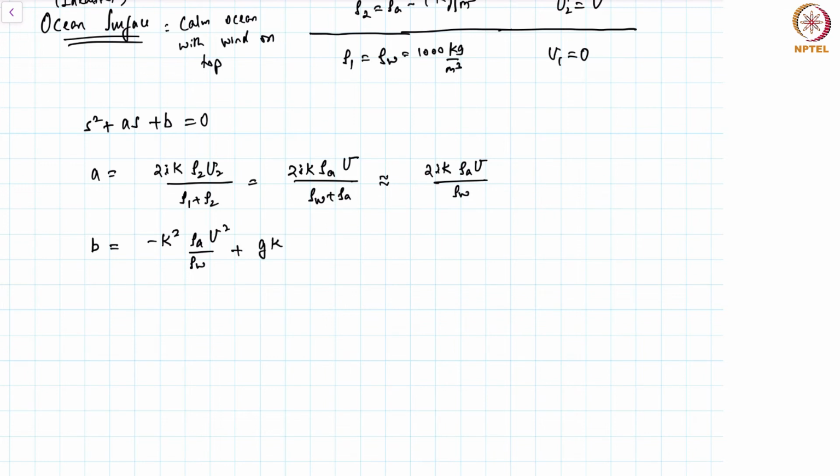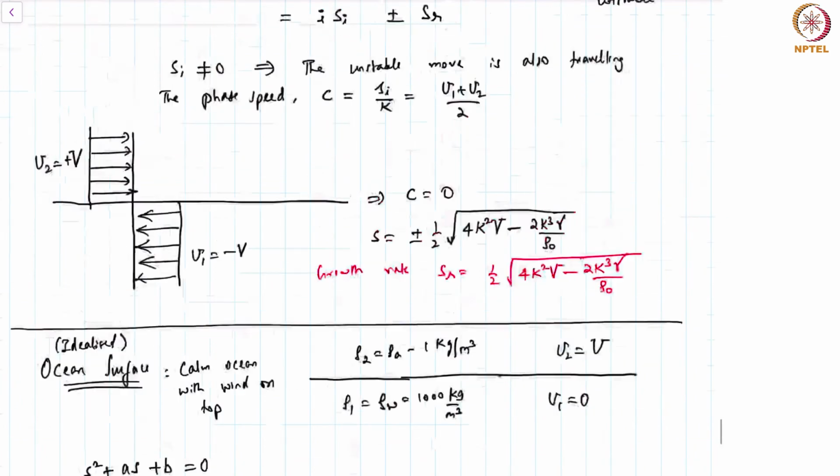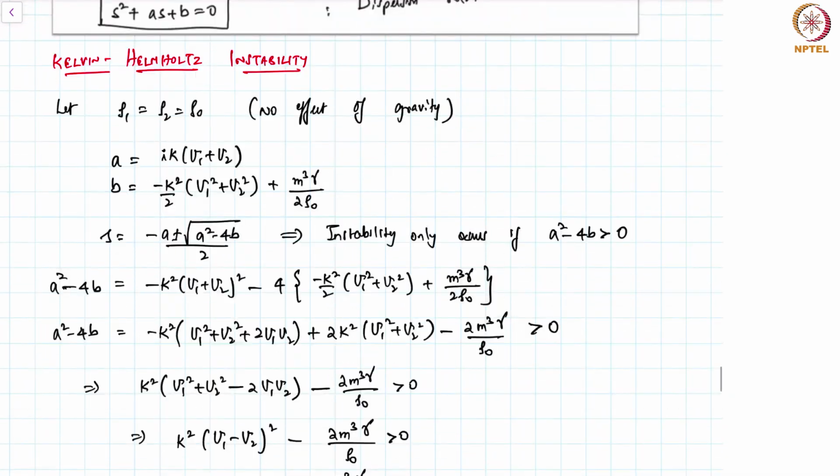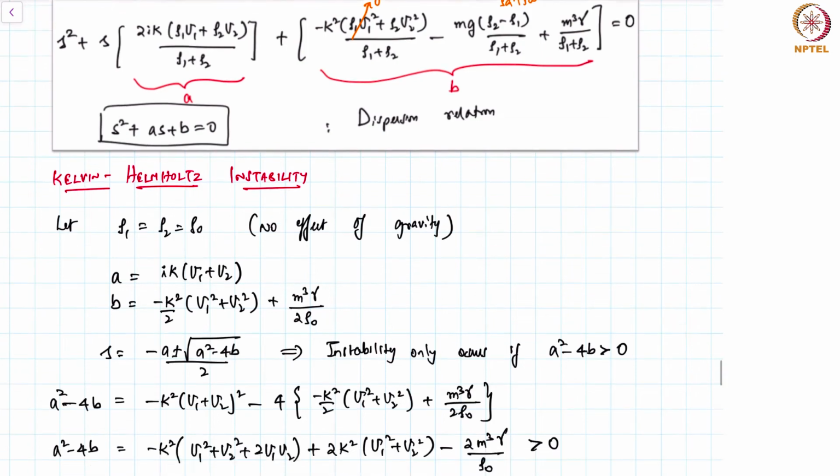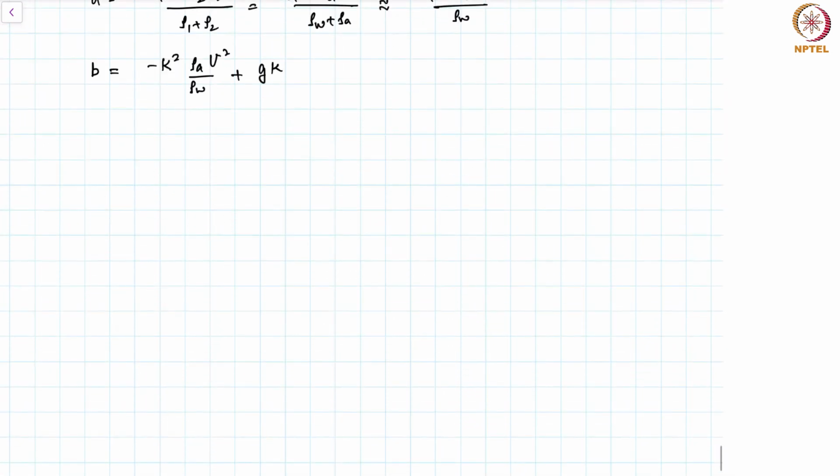plus gk. We will also consider a situation where, let's say, we have surface tension. What's the value of the surface tension that we have here? I have plus k cube gamma by rho W. This is basically the final expression that we have here.